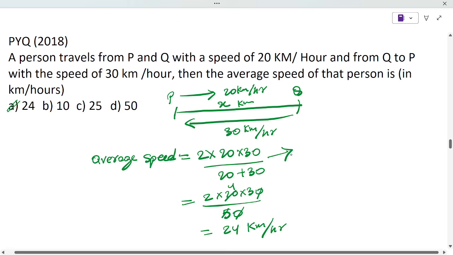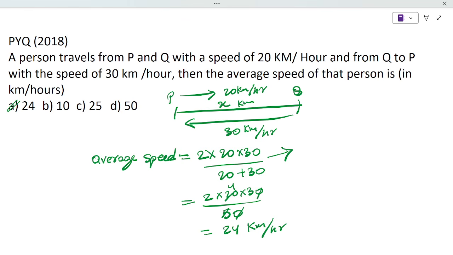There's a smarter way also to solve the simplification. So 2 into 20 into 30 divided by 20 plus 30. But whenever you see plus or minus, that means you need to cut on both sides. So this 0 cuts and this 0 also cuts. Otherwise, everything is in terms of multiplication, that means cancelling one 0 is enough.